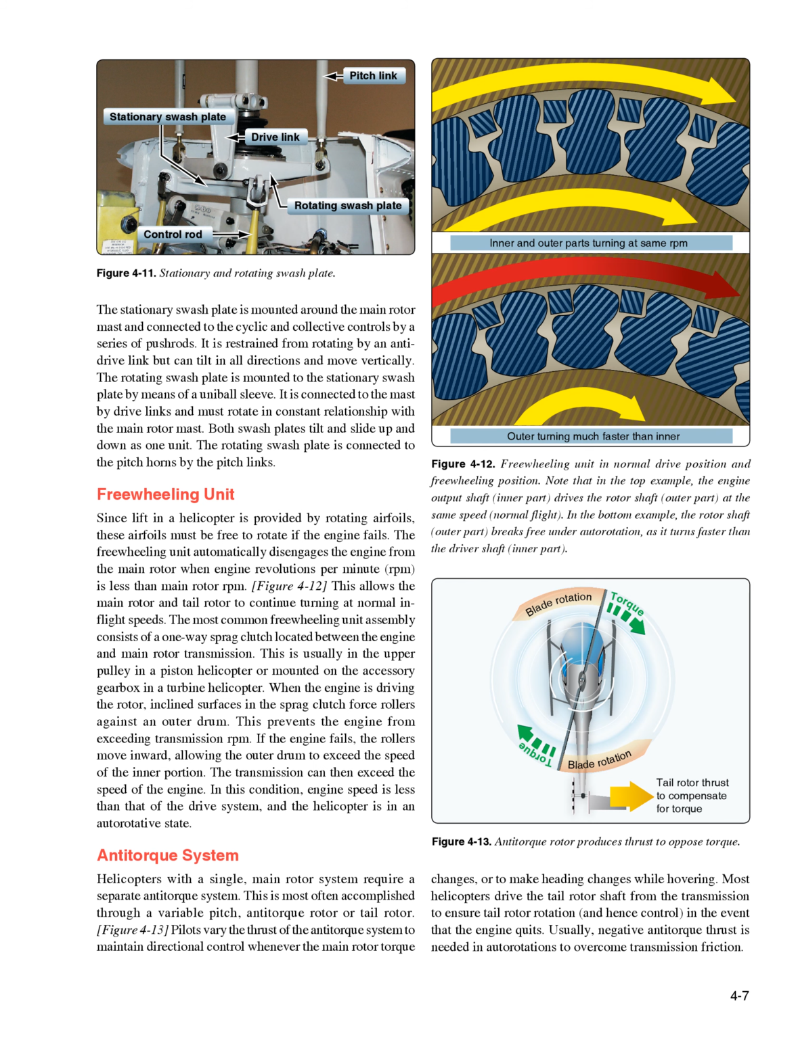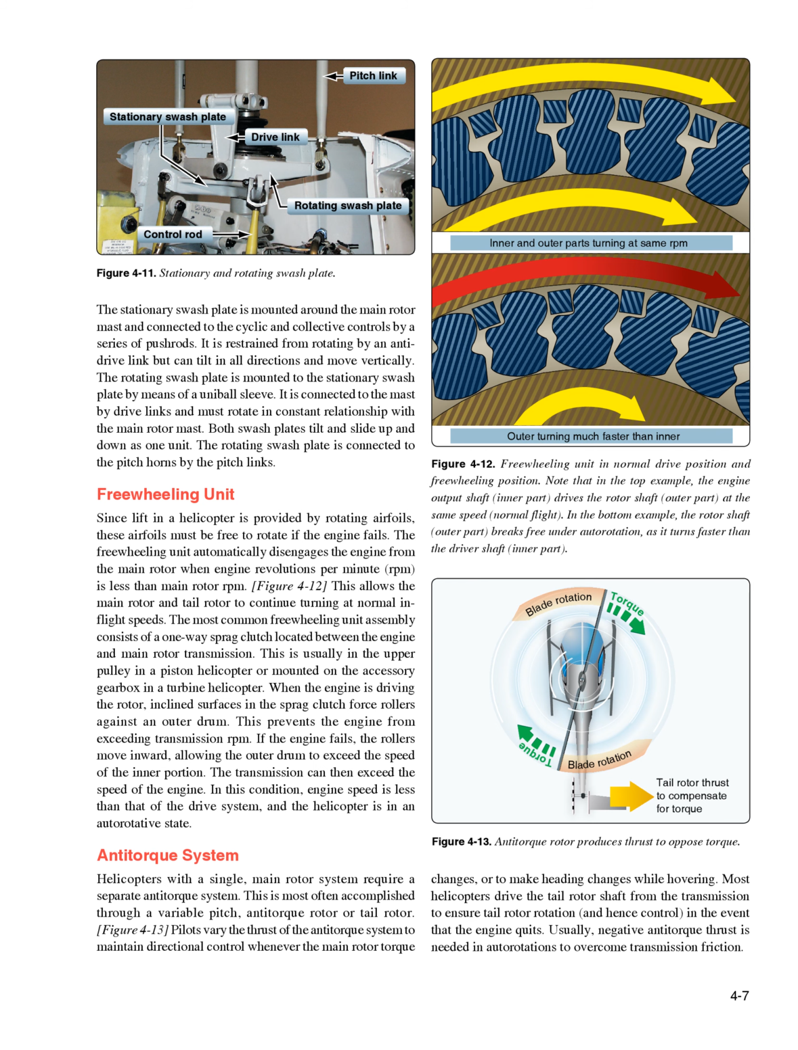Since lift in a helicopter is provided by rotating airfoils, these airfoils must be free to rotate if the engine fails. The freewheeling unit automatically disengages the engine from the main rotor when engine revolutions per minute (RPM) is less than main rotor RPM. Figure 4-12. This allows the main rotor and tail rotor to continue turning at normal in-flight speeds.